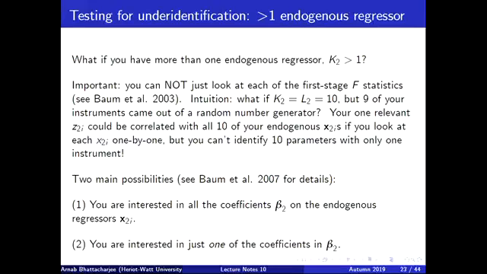Suppose now we had more. Now it is going to be a simple extension, right? Now we cannot just look at the first stage F statistics. Is that clear to everyone, or do I need to go into the logic? If there was a single endogenous regressor, that was fine. If you have multiple, then you have to test it jointly.